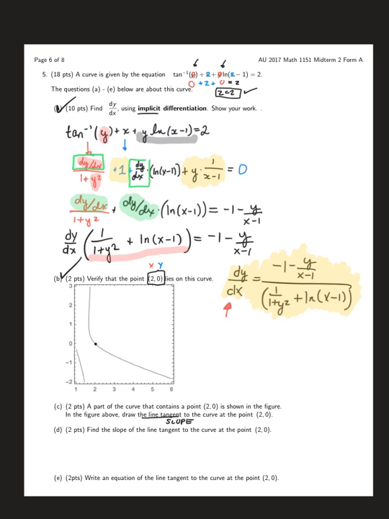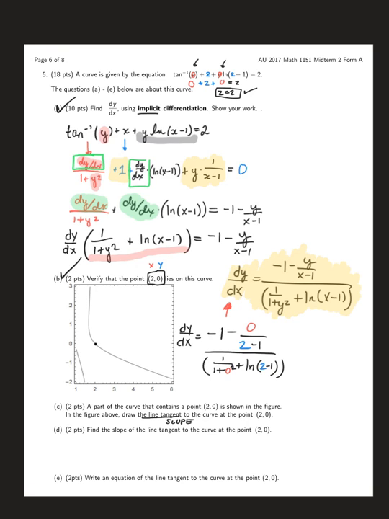Realistically, they should have asked you to calculate the slope of the tangent line already. This seems a bit backwards, but let's go ahead and substitute. So we have -1, so the slope of the tangent line dy/dx is equal to -1 minus my y value, which is 0, over my x value, which is 2 minus 1, and all of that goes over 1 over 1 plus y squared, which is 0 squared, plus ln of 2 minus 1, and this here is a squared.